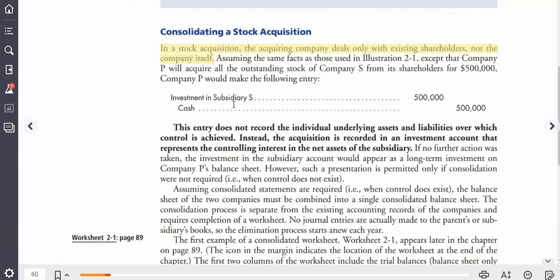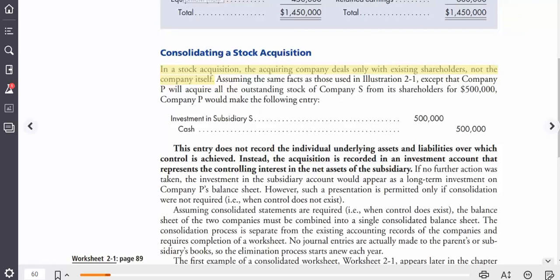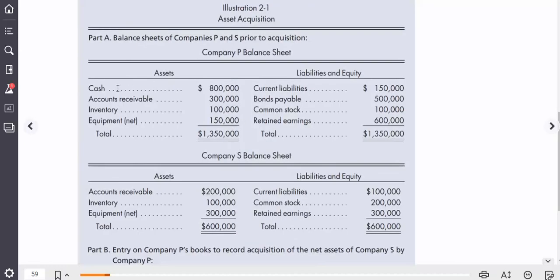If there's no control over S, in other words, if maybe they didn't buy all the stock, or for whatever reason there's no control over S, then nothing else would need to be done. If you went back to the balance sheet, you would see Company P would have $500 less cash, but $500,000 more in investments. So there would be another account under inventory called investment, and that would just be the way it was.